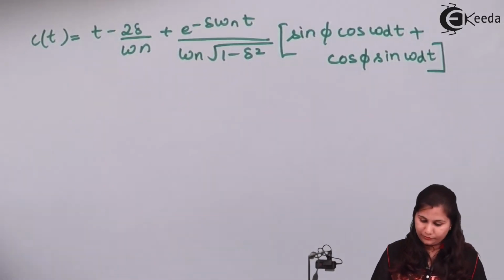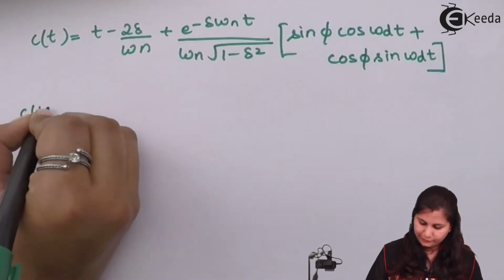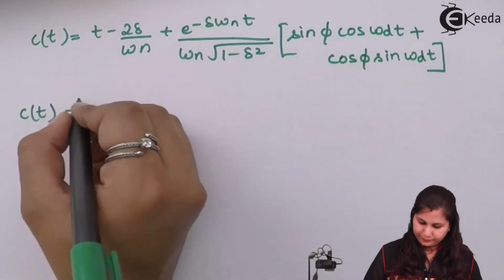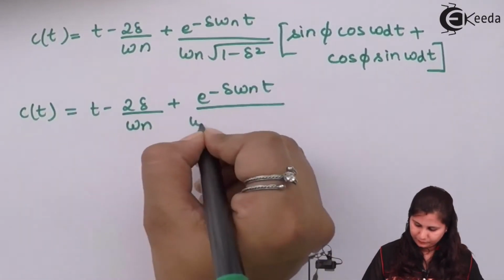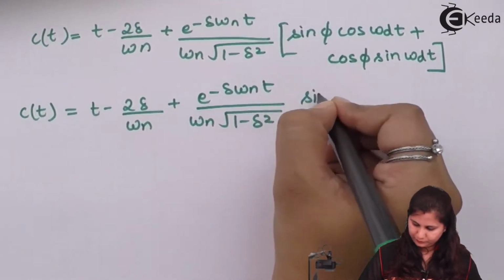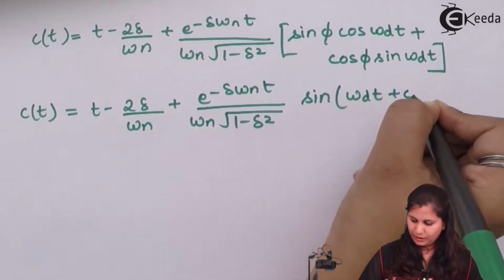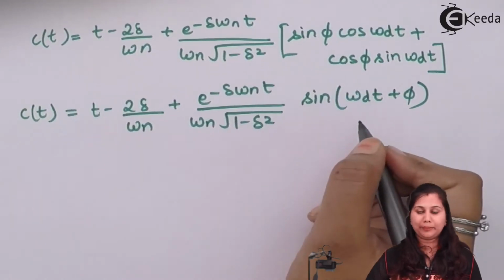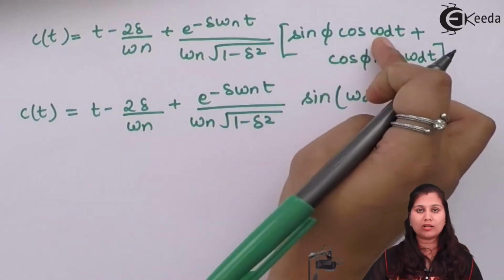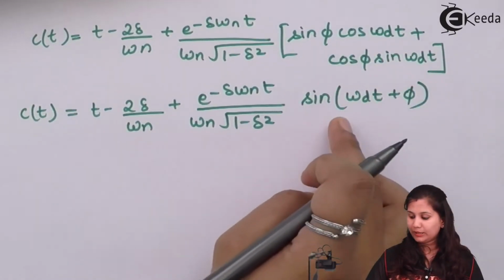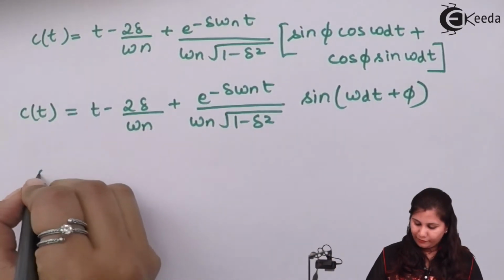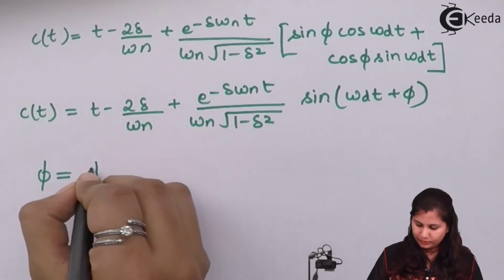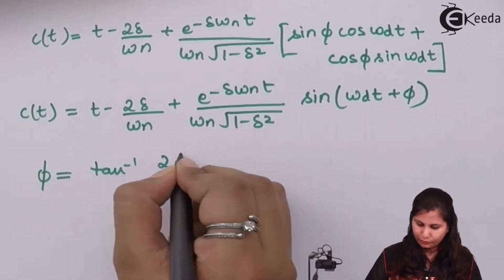Now we will apply the formula here. This is the formula for sin A plus B. Okay, that is sin A cos B plus cos A sin B. It is equal to sin A plus B. Now, here phi is equal to tan inverse of 2 del.